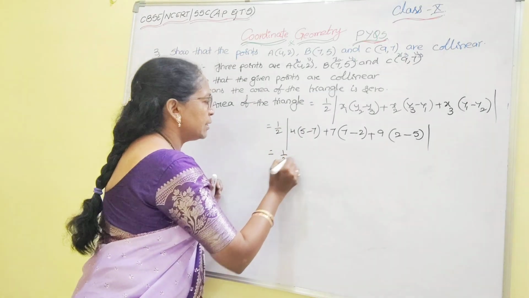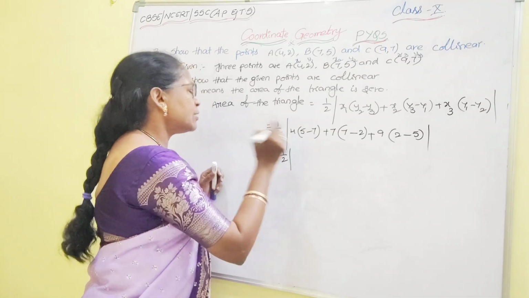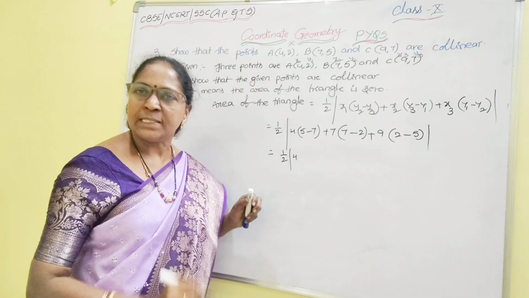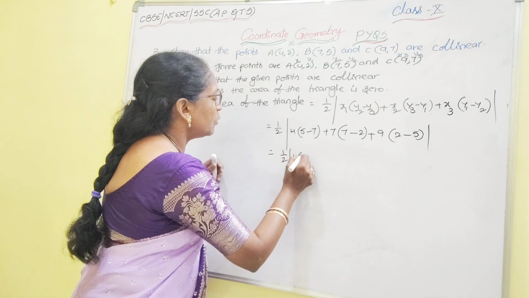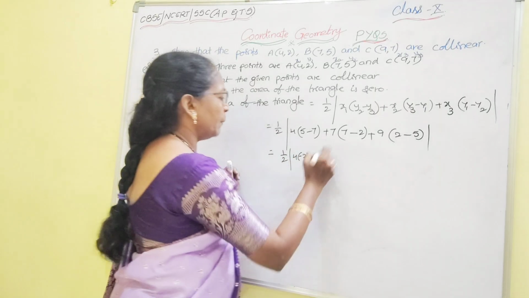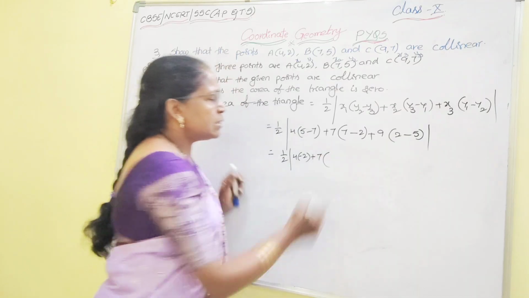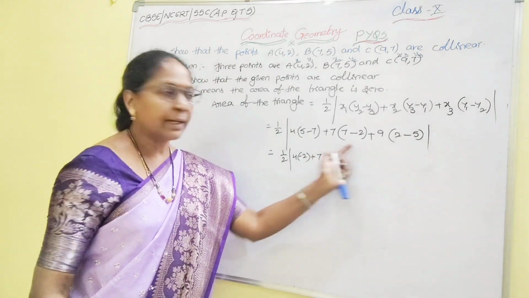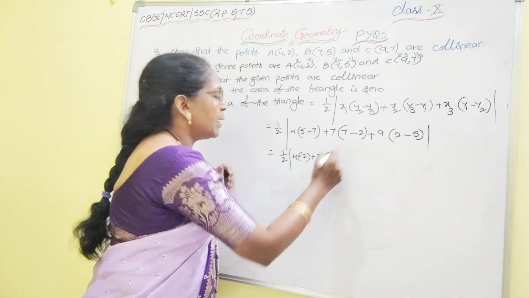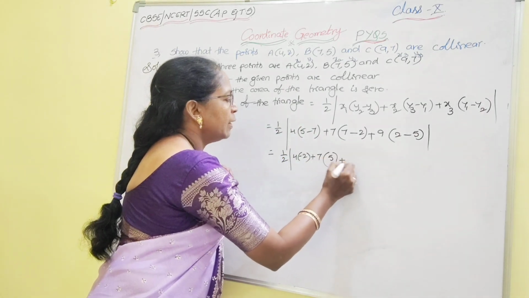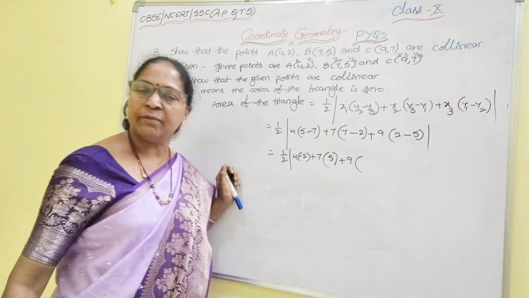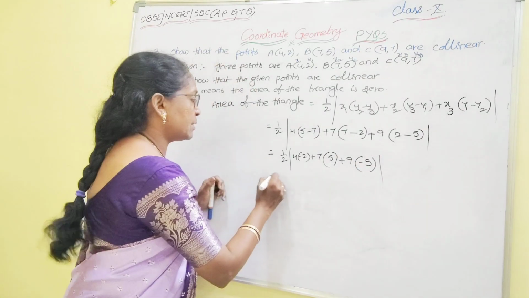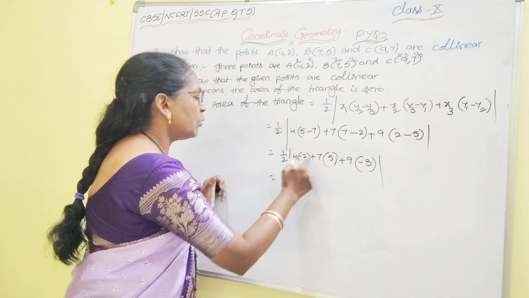Now half modulus 4 into, first you have to subtract, don't multiply, sorry. 5 minus 2 equal how much? Minus 2. So 4 into minus 2 plus 7 into, first simplify in bracket. What are the terms in the bracket, those you have to simplify. So 7 minus 2 equal to 5. 7 into 5 plus 9 into 2 minus 5 equal to minus 3. Simplifications.